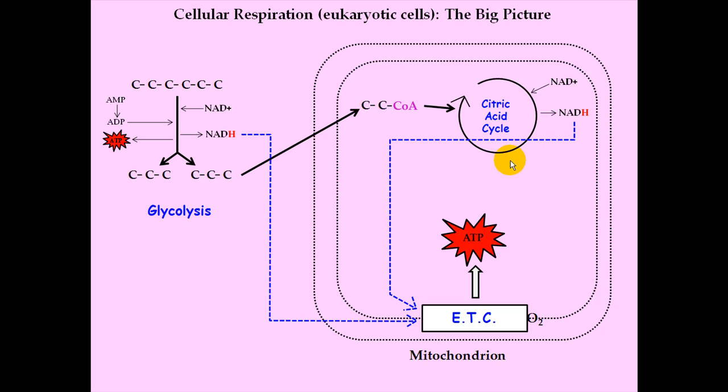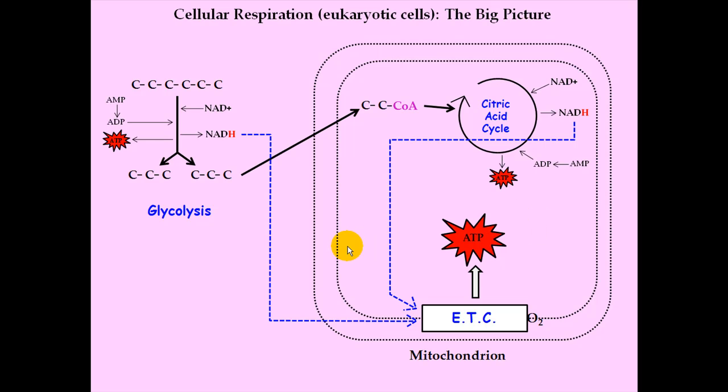Same thing here. There's a step during the citric acid cycle where ATP is produced. It's produced when AMP has another phosphate added to it, and then when ADP has a third phosphate added to it, then it becomes the really high energy ATP molecule.